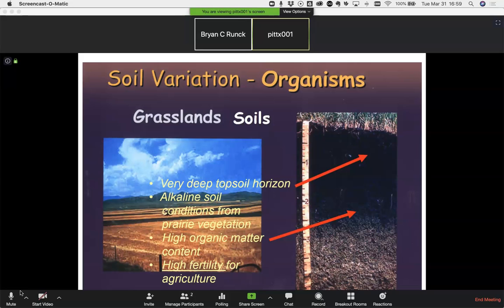In this case, approximately almost a foot of topsoil, but in some locations the topsoil was as much as 8 to 10 to 12 feet deep. They tend to have alkaline soil conditions as a result of the prairie vegetation, much higher organic matter content, and as a result, these are the soils that have the highest fertility for agriculture.